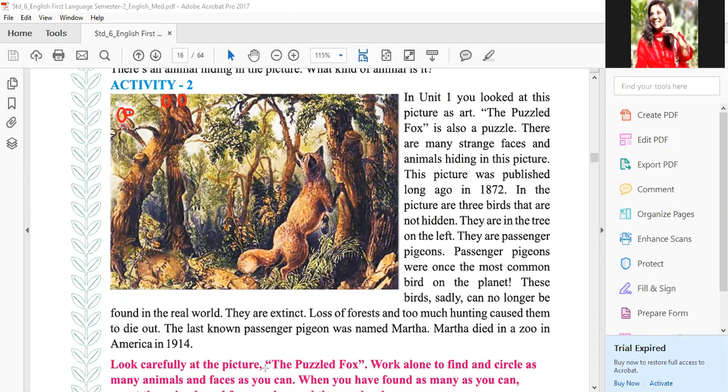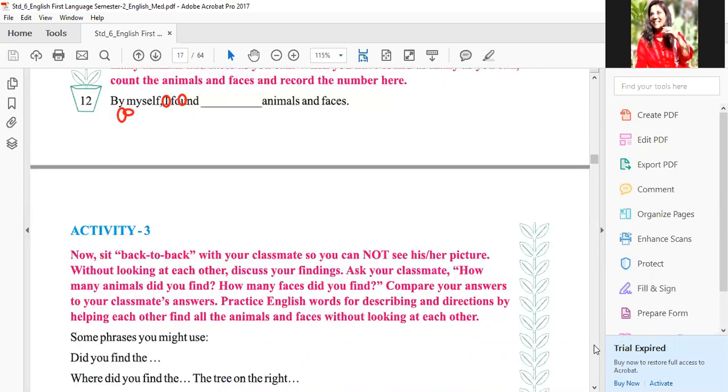Look carefully at the picture. The puzzled fox work alone to find and circle as many animals and faces as many you can see. अब यहाँ पर बोल रहे हैं ये जो पिक्चर जो है ना, ये पिक्चर को बहुत केयरफुली देखकर हमें बहुत ध्यान से इसको ऑब्जर्व करना है, and we have to find out कि कौन कौन से animals हैं, कौन कौन से faces जो है हमें इस पिक्चर में दिखाई दे रहे हैं. ठीक है.